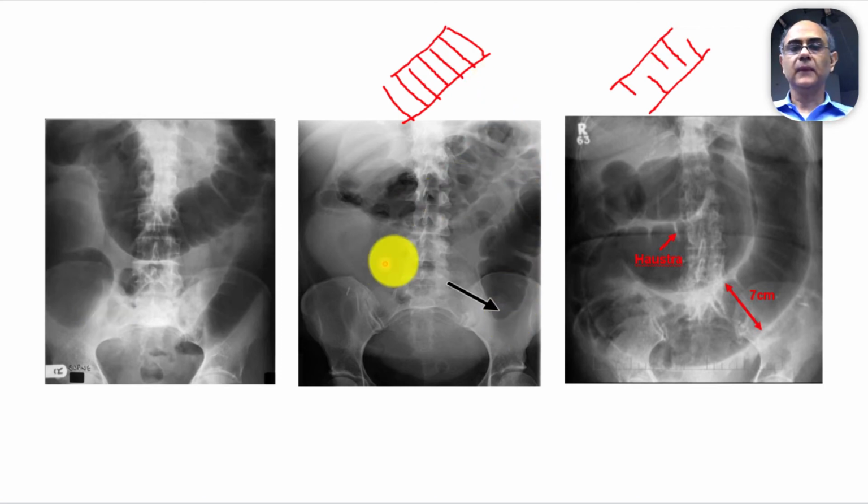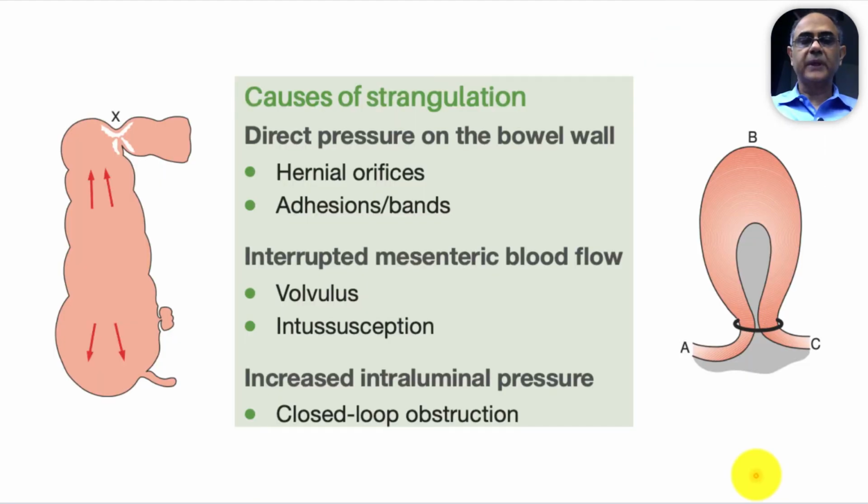So this is another X-ray showing a cut-off point and massively distended large bowel. This is another massively distended, 7 centimeters. These are the X-rays of large bowel. Then this is a special type of obstruction which is called closed loop obstruction.